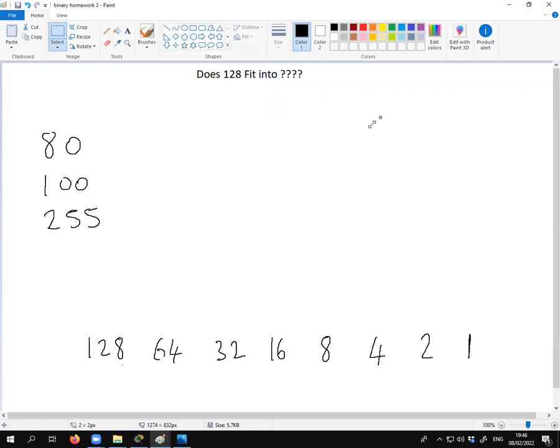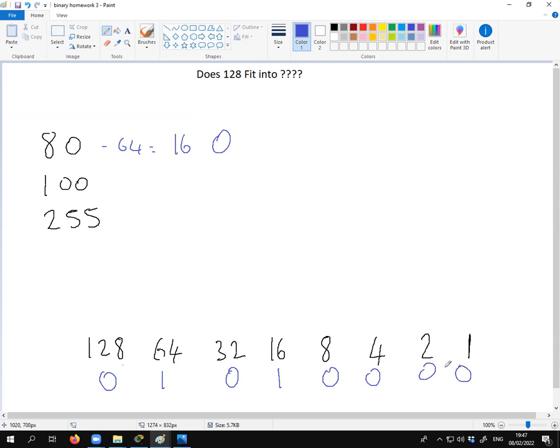Okay, so you ask yourself, does 128 fit into 80? No, it doesn't. So you put down a 0 and then you move across. Does 64 fit into 80? Yes. If it does, you put down a 1 and subtract, and you're left with 16. Does 32 fit into 16? No, it doesn't. Put down a 0 and move across. Does 16 fit into 16? Yes, it does. Put down a 1 and you subtract. 16 from 16 is 0. But your 8, 4, 2, and 1 don't fit into 0, so you're going to have 0, 0, 0, 0.